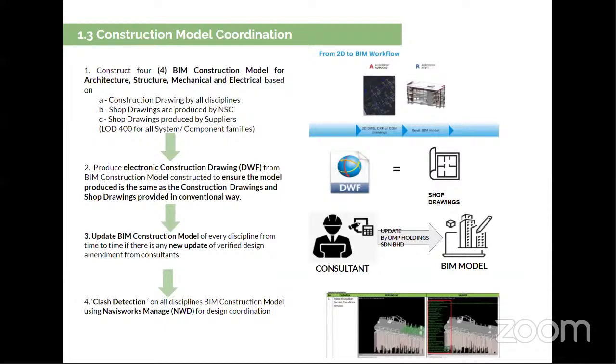So for the construction model coordinations, the BIM company actually constructs 4 BIM construction models for each of the disciplines, including architecture, structures, mechanicals, and electricals, based on the construction drawing prepared by the conventional consultants. Next, they will produce an electronic construction drawing.